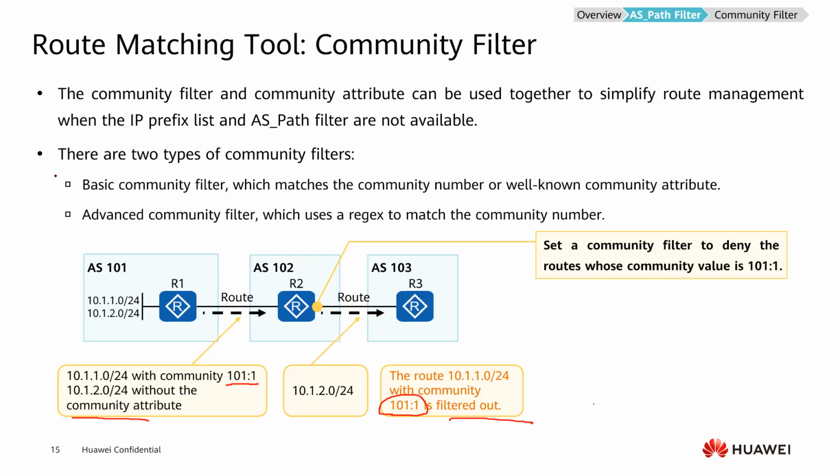And for community filters, there are two types. First is a basic community filter, which matches the community number or well-known community attribute. We will introduce the well-known community attribute on the next page. And for the advanced one, you can just use a regex to match the community number. So the regex will be used here.